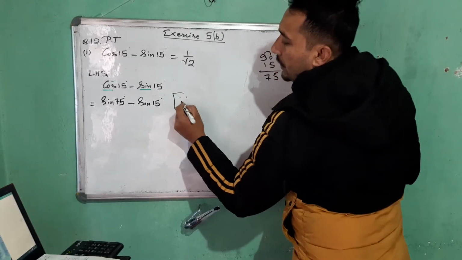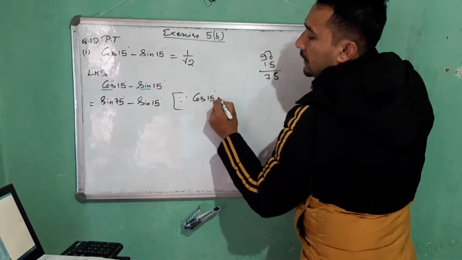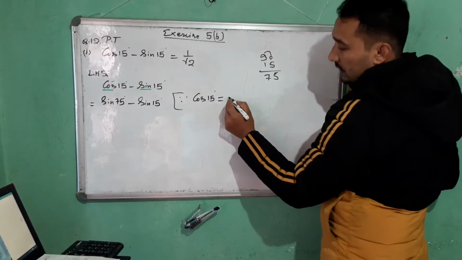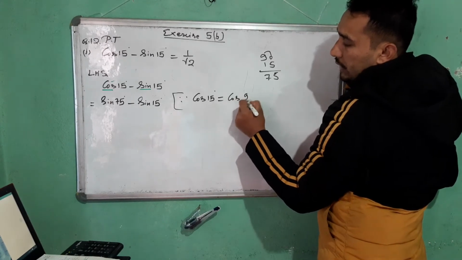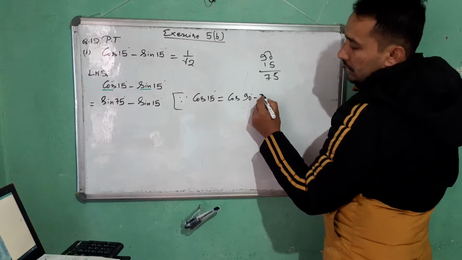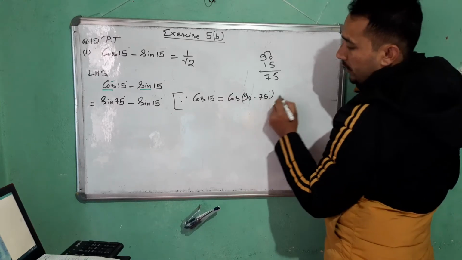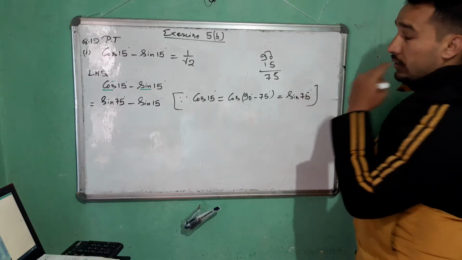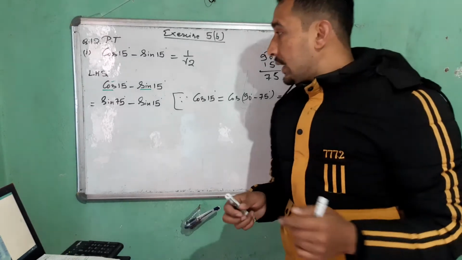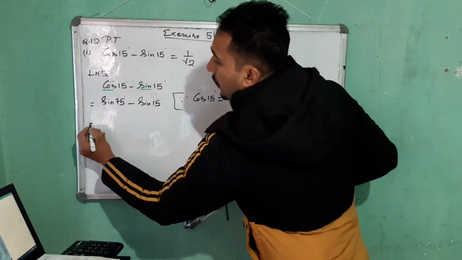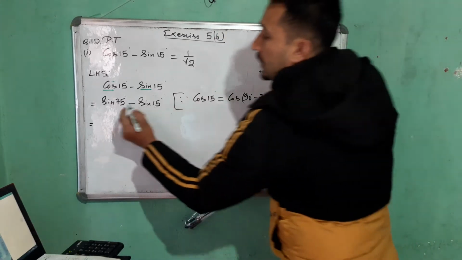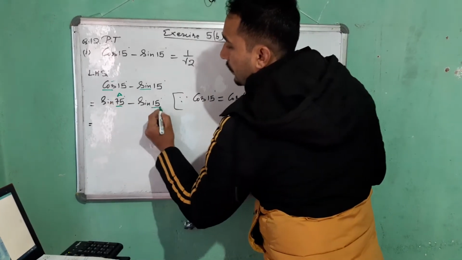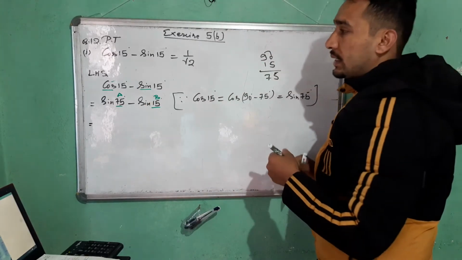Okay, because cos 15 degree can be written as cos 90 degree minus 75 degree, and this will be equal to sine 75 degree. This complementary relation you have done in class 10 itself. Okay, now we have sine, this is A and this is B. Sine A minus sine B.